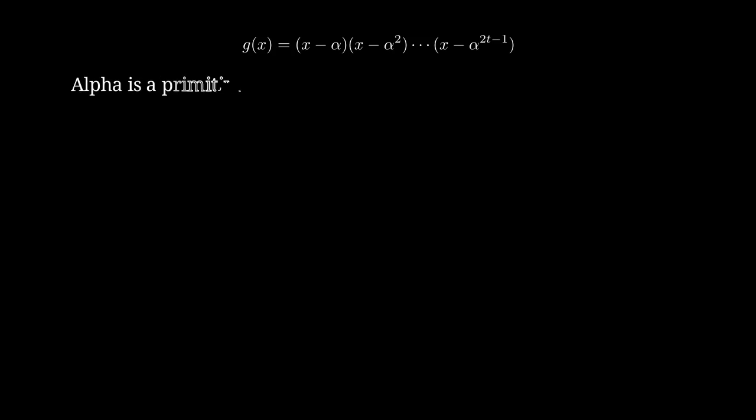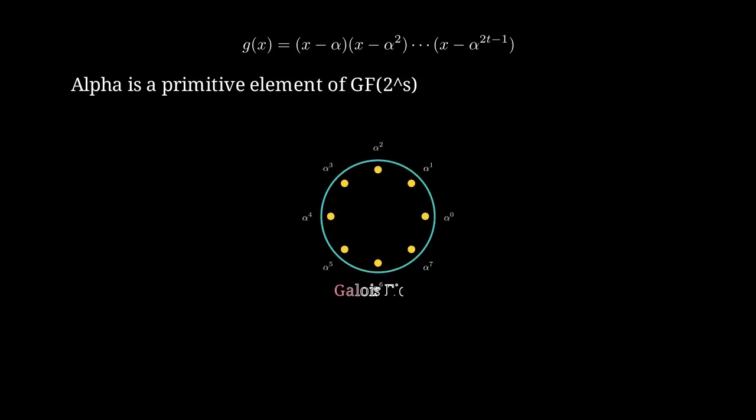The generator polynomial is the heart of RS encoding. The generator polynomial is the product of 2t consecutive powers of alpha, a primitive element in the Galois field. Alpha is a primitive element of the Galois field GF(2^s), which you can think of like a special algebraic structure for finite field arithmetic. Think of the Galois field as a circular structure where alpha generates all non-zero elements through successive powers.